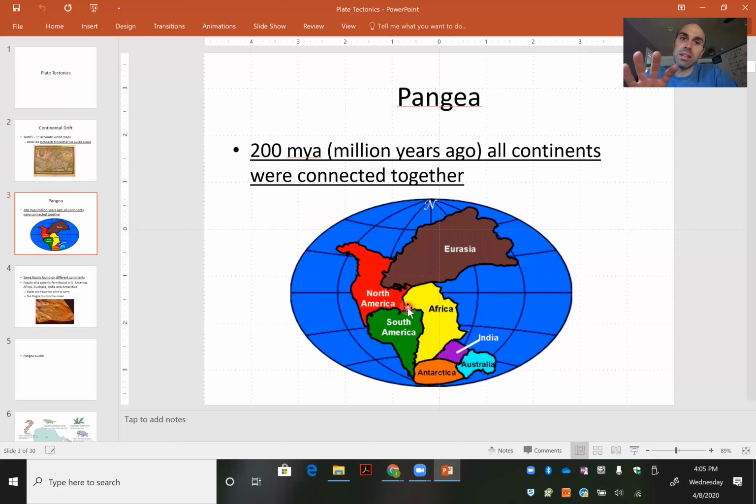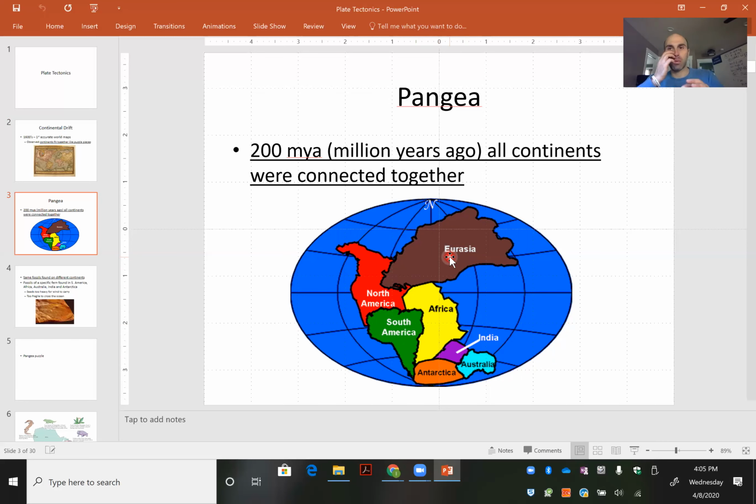So we got to thinking and we said, maybe 200 million years ago, all the continents were together. North America, South America, Africa, Antarctica, Australia, India, Eurasia, right? Europe and Asia together. And we said, well, maybe they were all one supercontinent. And we called that supercontinent Pangea.